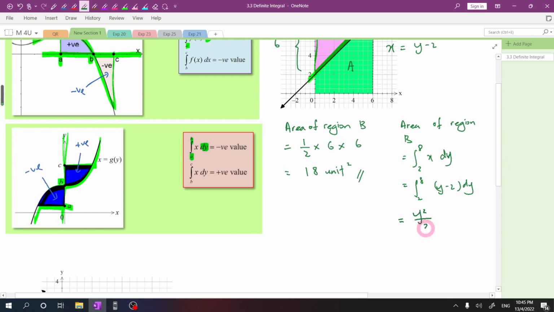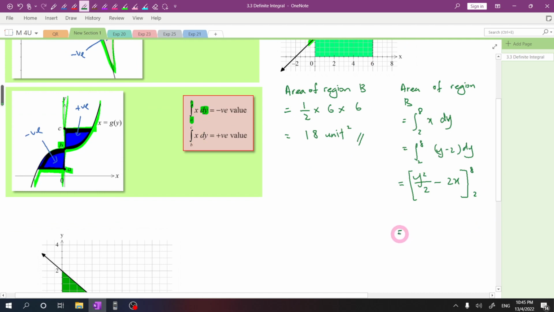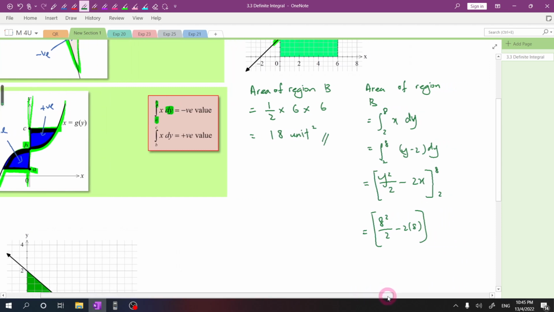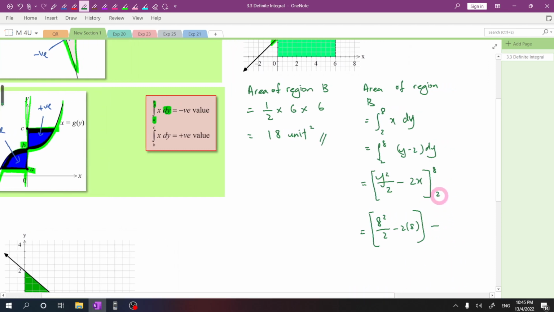Okay, then we can start to do the integration. Y squared over 2 minus 2y. Upper boundary 8, lower boundary 2. So bring in the upper boundary first, which is 8, and you need to square it, 2 times 8. Minus, now the lower boundary turns. Bring in 2 here and here. So this is 2 squared divided by 2 minus 2 times 2.